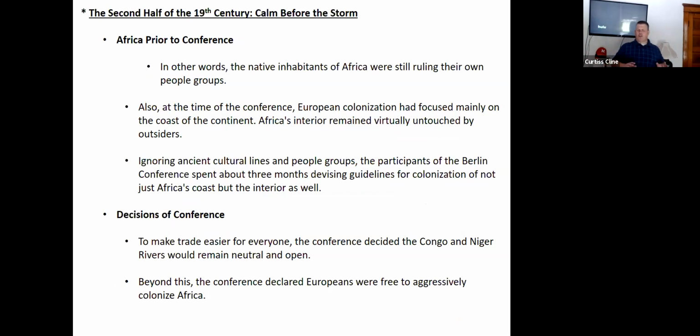Ignoring these ancient cultural lines and people groups, the participants of the Berlin Conference spent about 3 months devising guidelines for colonization of not just Africa's coast, but the interior as well. Now, to make trade easier for everyone, the conference decided the Congo and Niger rivers would remain neutral and open to all participants. Beyond this, the conference declared Europeans were free to aggressively colonize Africa.